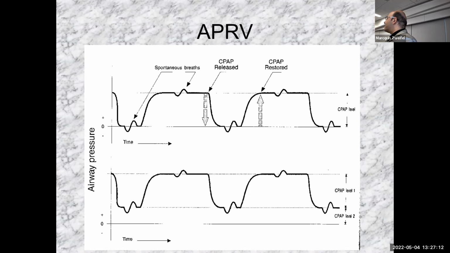Make sense? Great. So in APRV, we don't call them inspiration and expiration because the patient can breathe in and out when he is on the high or in the low. Make sense? We also, although the low pressure will be 0, no PEEP, we want them to auto PEEP. So this is the only situation that we want them to auto PEEP.